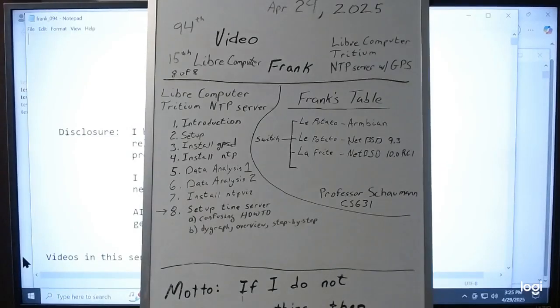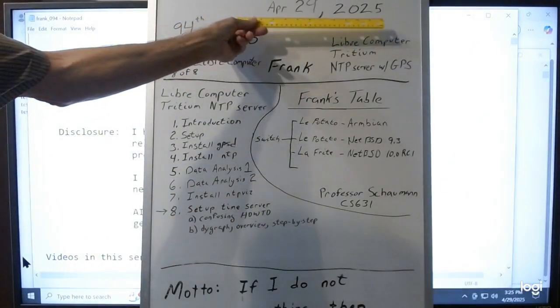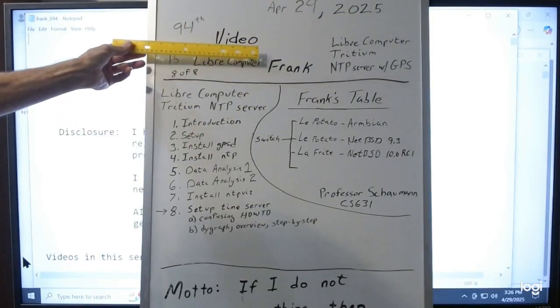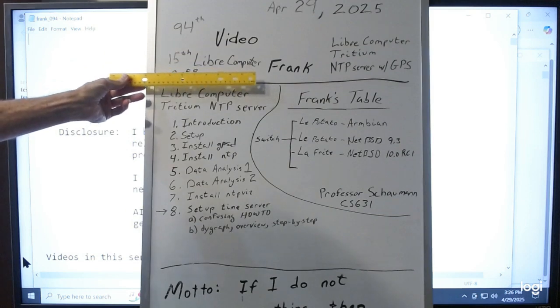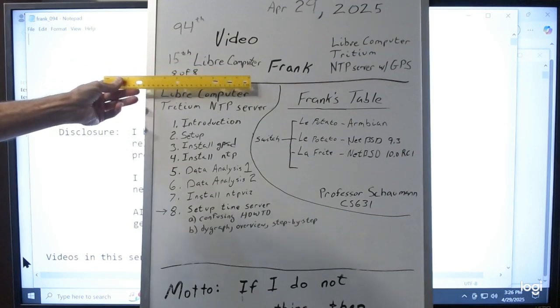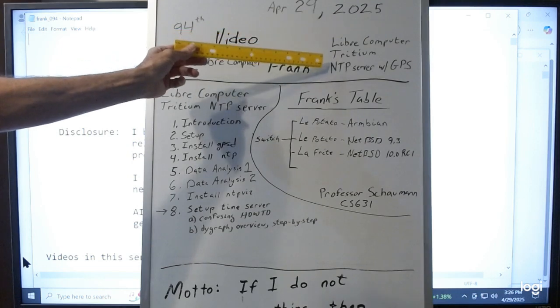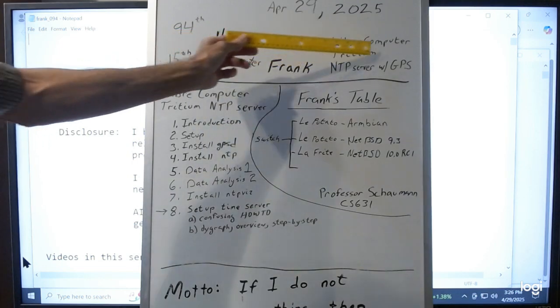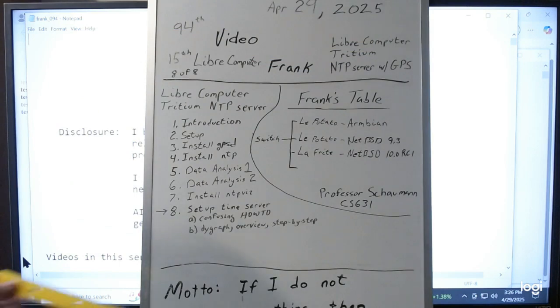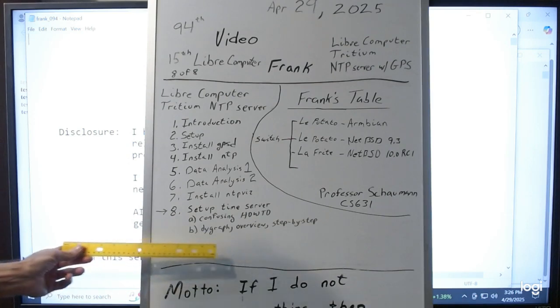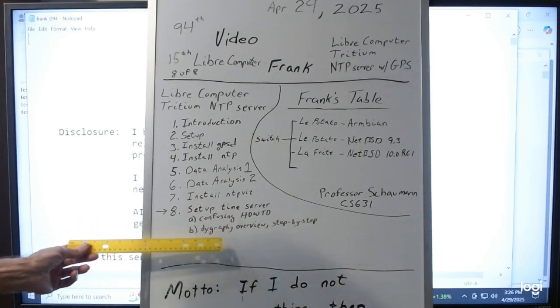Hello YouTube, this is Frank, and this is April 29th, 2025, and this is my 94th video and my 15th Libre Computer video, 8 out of 8, and I am talking about the Libre Computer Tritium running an NTP server with a GPS receiver. And this is the last of my series, setting up a time server.